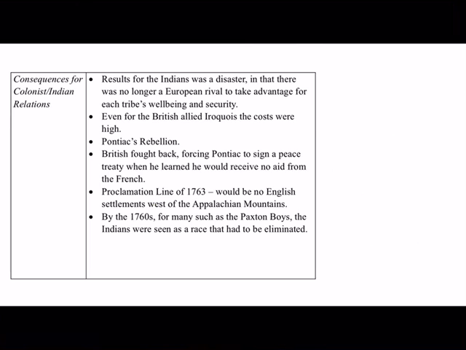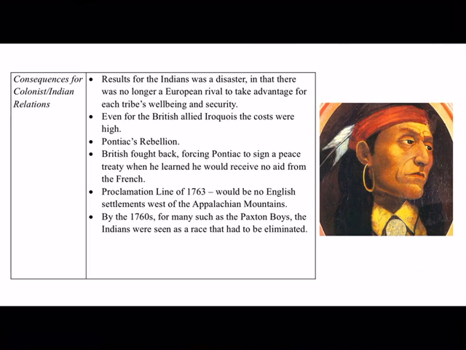Lastly, we have the consequences for colonist-Indian relations. The results for the Indians were a disaster, in that they were no longer able to take advantage of European rivalry for each tribe's well-being and security. So now they cannot ally themselves with the British against the French and vice versa. Before, being able to pit the Europeans against each other gave them leverage in negotiations and allies.